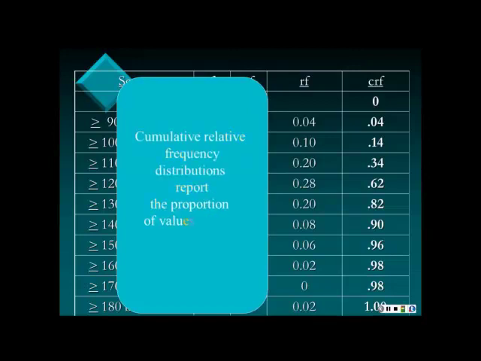You can also do a cumulative relative frequency distribution. The relative frequency in less than 90 was 0. Then 0.04 in the first one, plus 0.10 in the next one is 0.14, plus 0.20 was 0.34. So now we have the cumulative frequencies, and that should end up with, in the last class, the less than 190, you would have 1.